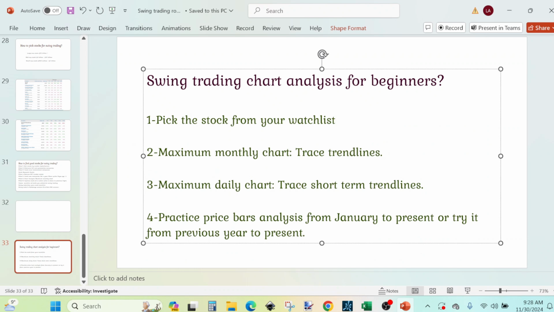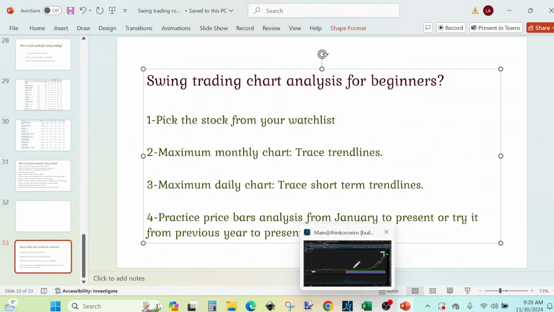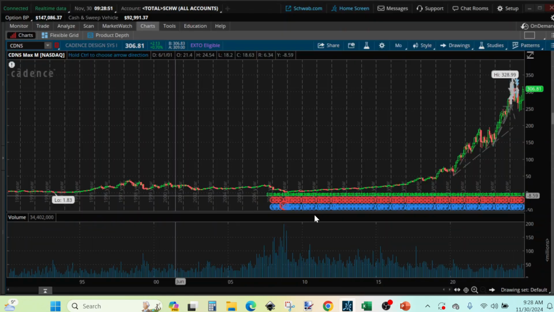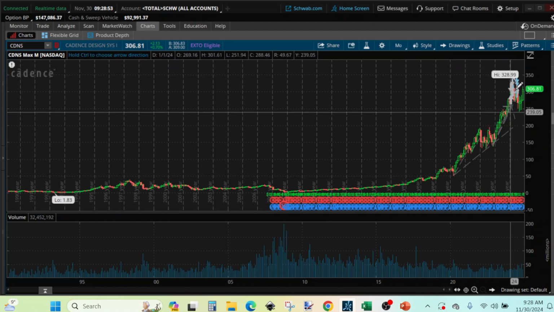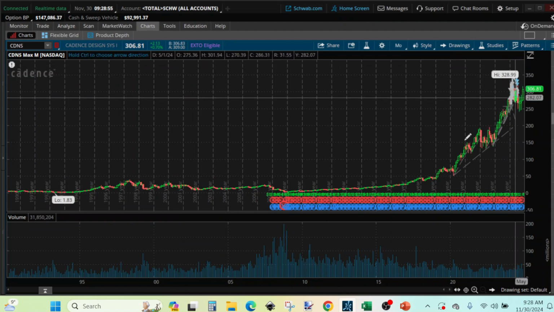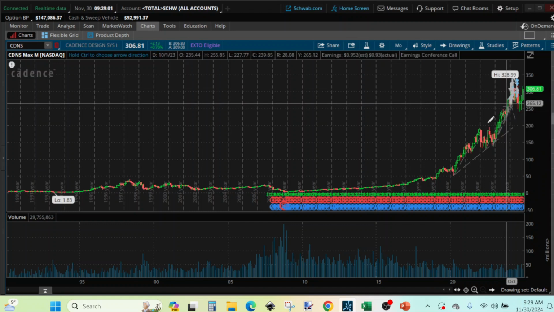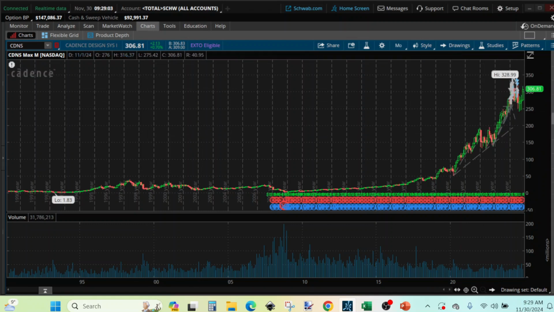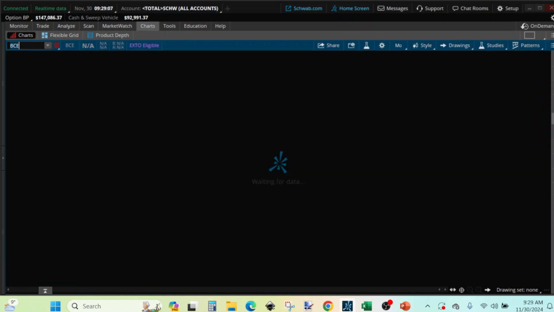So when you pick a stock like that, or you come across a stock and you went through your analysis using a maximum monthly chart to see if it's an upward stock for you to have on your watch list, on the maximum monthly chart, BCE.